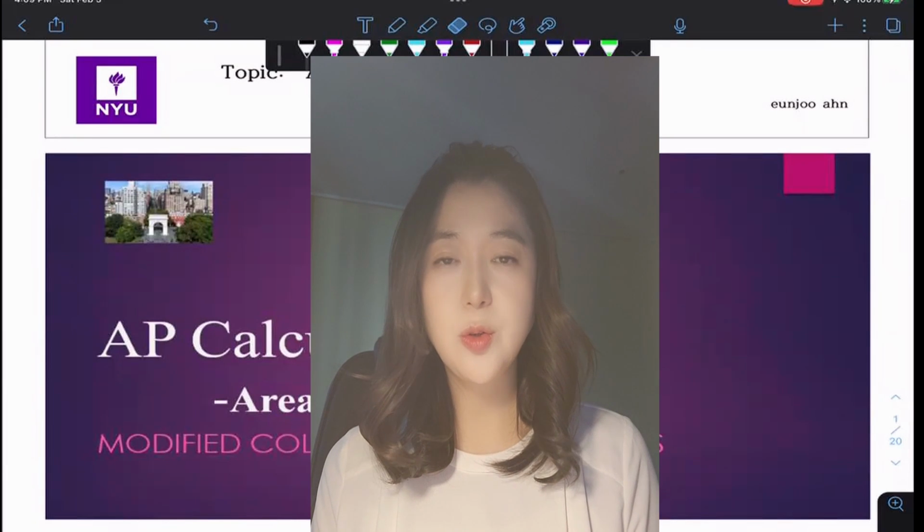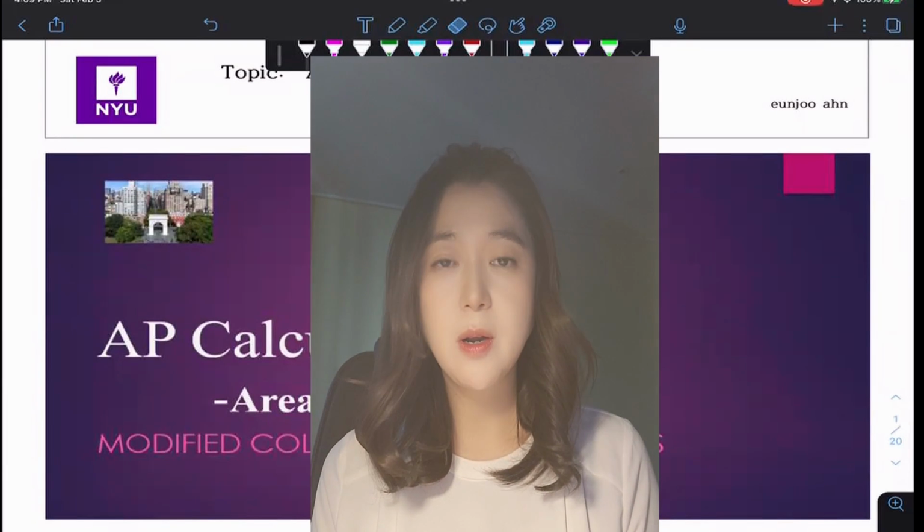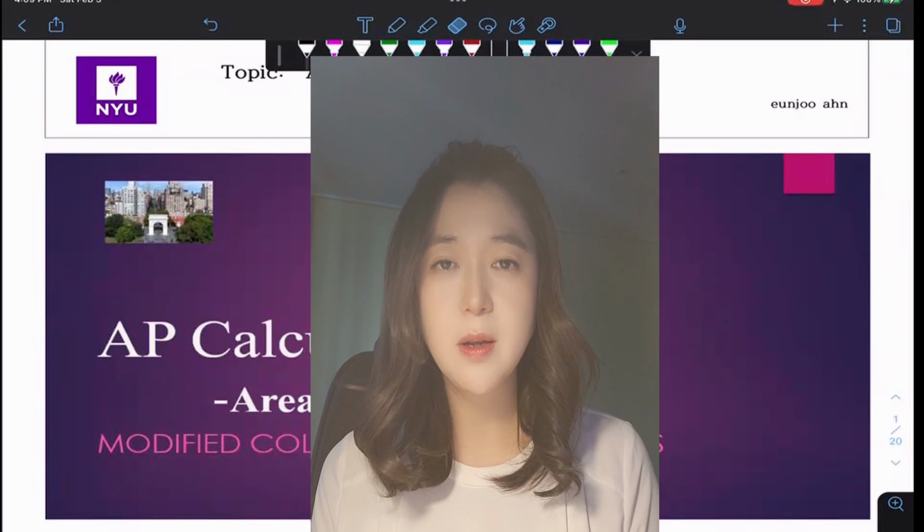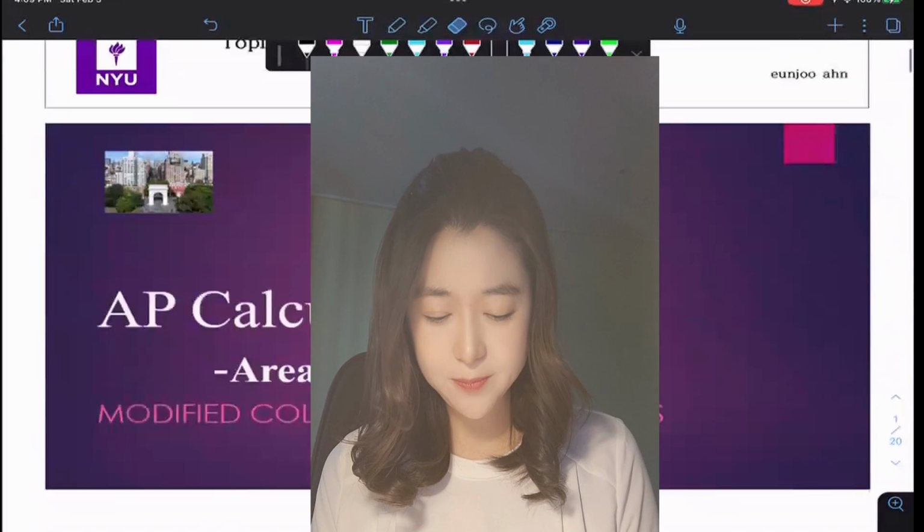Hello students, today I talk about the area based on Riemann sum and integration by parts. This content is a little bit difficult, so I provide a story. Look at the screen.